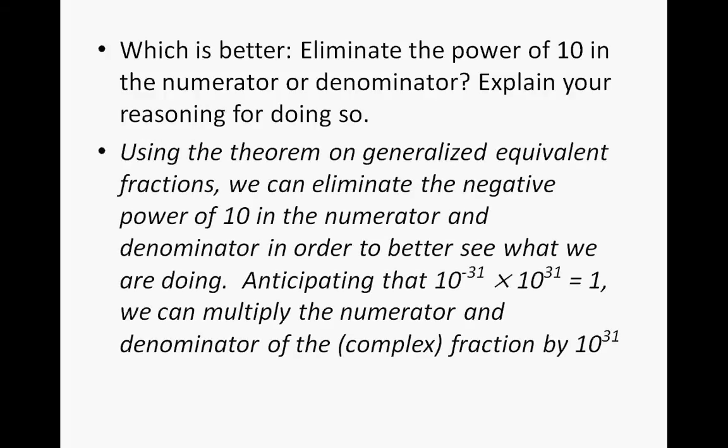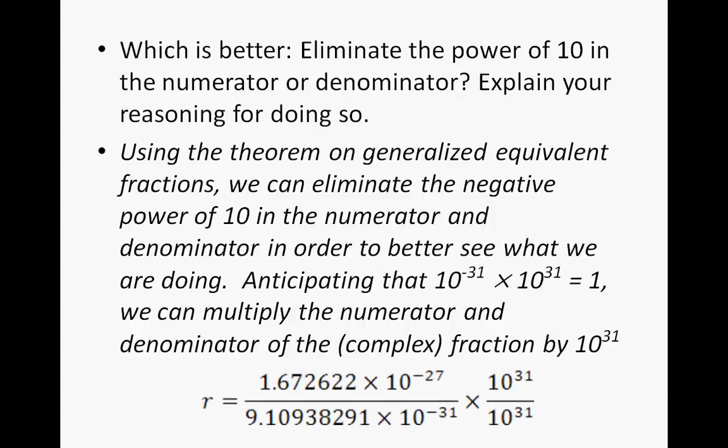All right, well, if you use the theorem of equivalent fractions, we're going to eliminate the negative power of 10 in the numerator and denominator in order to see what we are doing. Anticipating that 10 to the negative 31st power times 10 to the positive 31st power is 1, that is by the property or the law of multiplicative inverse, we can multiply the numerator and denominator by the complex fraction 10 to the 31st power. So it's going to look something like this.